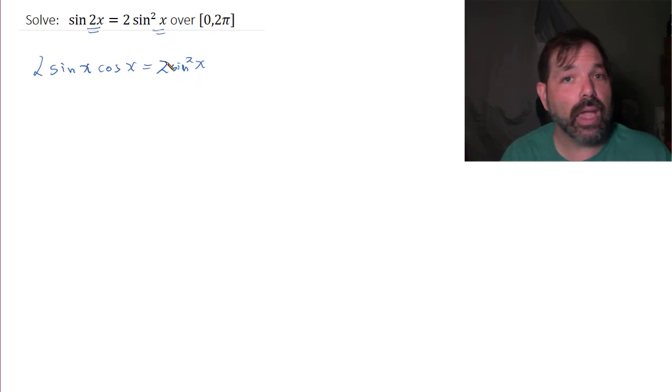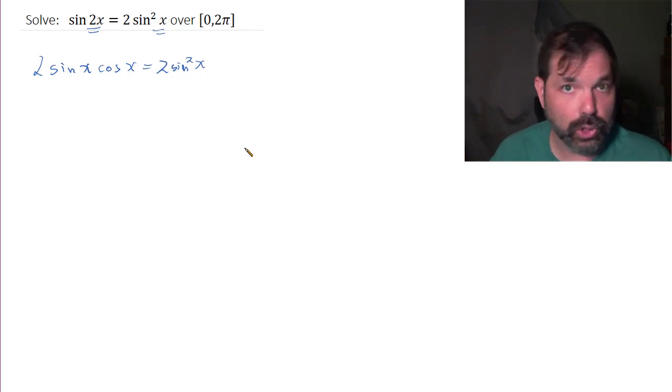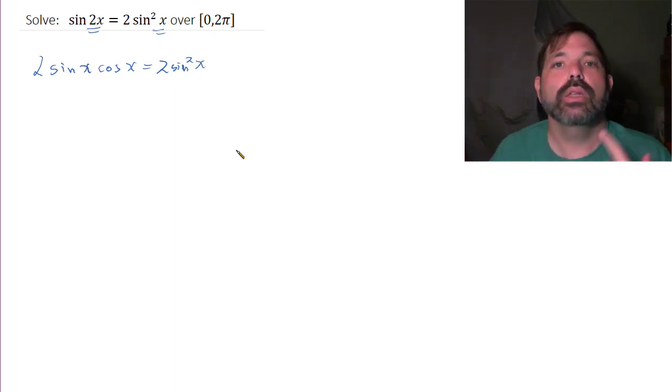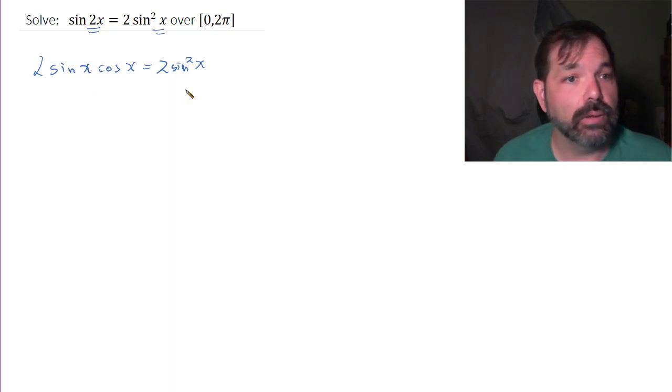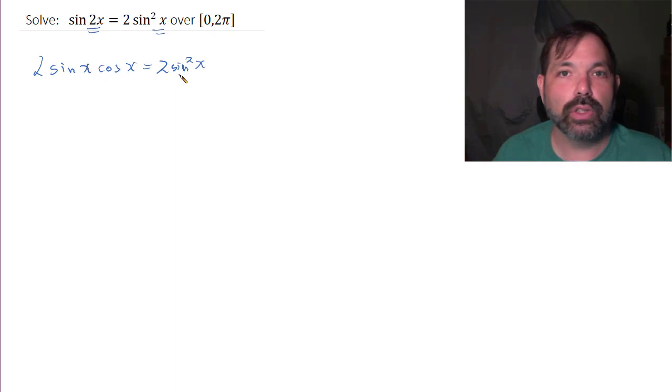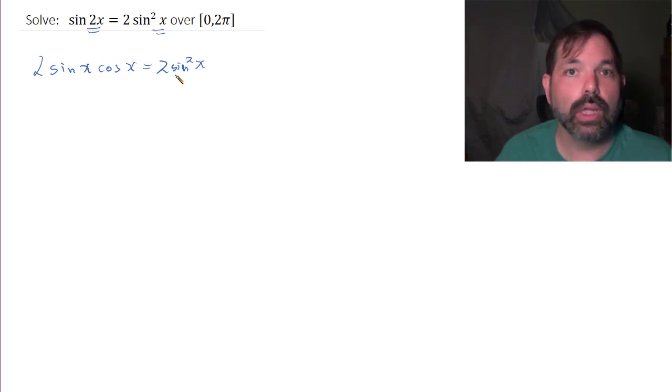Now, I have everything in terms of the argument x. Right? There's no 2x involved anymore. Now everything's in terms of x. Now I can use factoring. It's very tempting to divide out that sine x. But if you divide out the sine x, you'll lose solutions to the equation. You don't divide by a variable. When solving an equation, you don't divide by a variable factor.